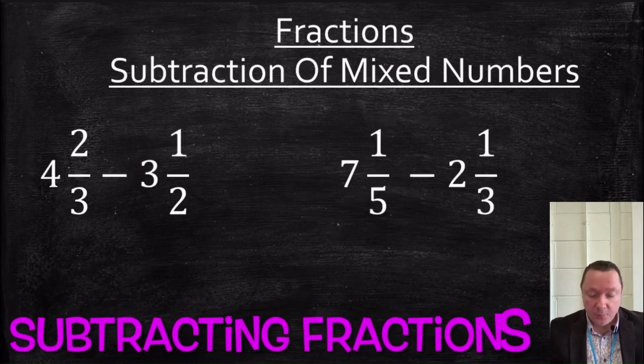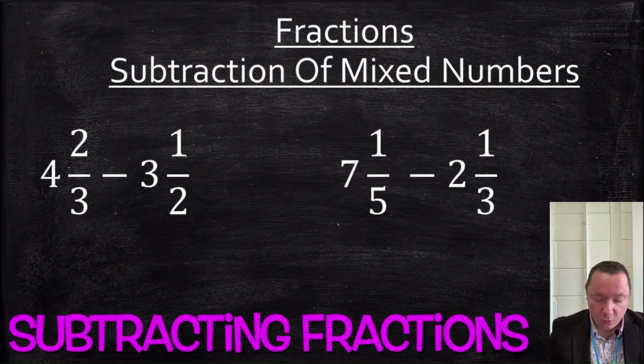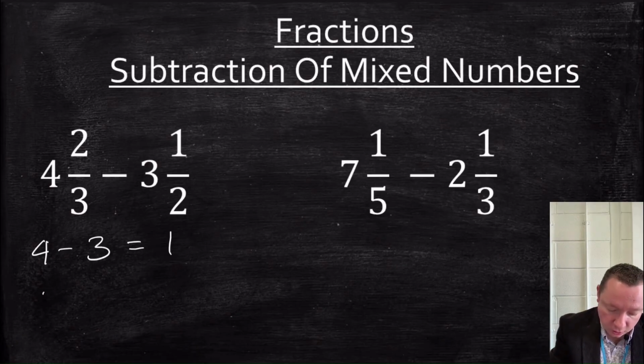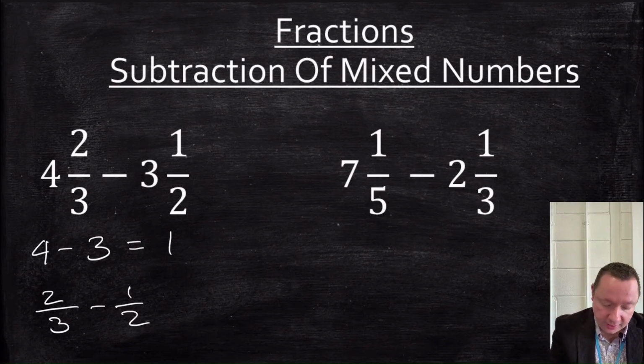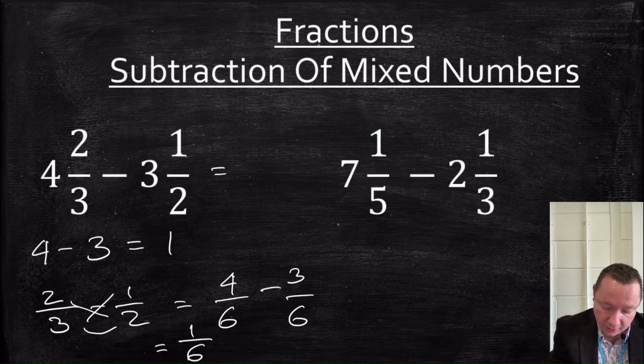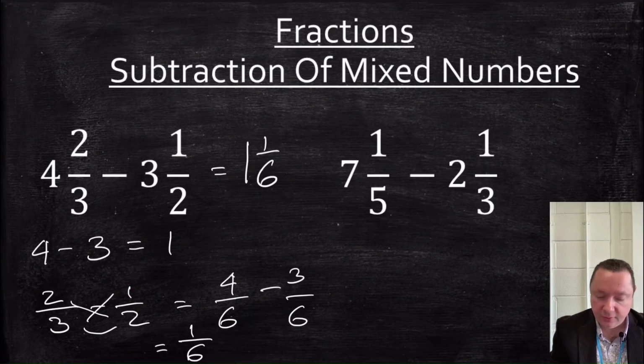Okay, let's look at a couple of examples of subtraction of mixed numbers. So I've got 4 2/3 minus 3 1/2. So I can do 4 minus 3 to start with and get 1. And then I've still got 2/3 minus 1/2. So again, common denominator, 3 times 2 gives me 6. 2 times 2 is 4. 1 times 3 is 3. 4 minus 3 is 1. So I get a 6th. So the final answer, just putting it together, is 1 1/6.